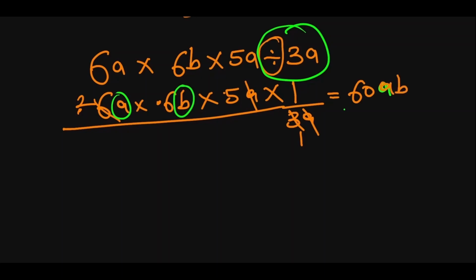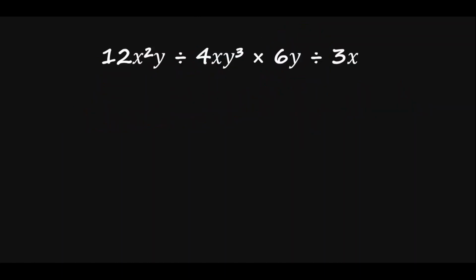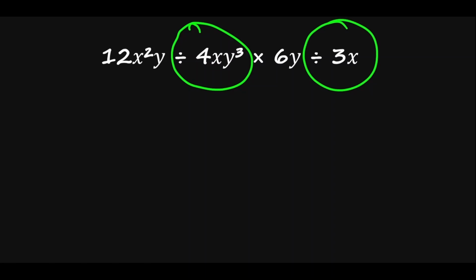So that's the answer. Now let's take one more example before you get your try exercise. Look at this expression on your screen. For us to solve this, first let us convert it to the numerator and denominator pattern to make it easy for us to cancel out similar things or things that can divide themselves. So we are going to convert this divided by this and divided by this to multiplication.